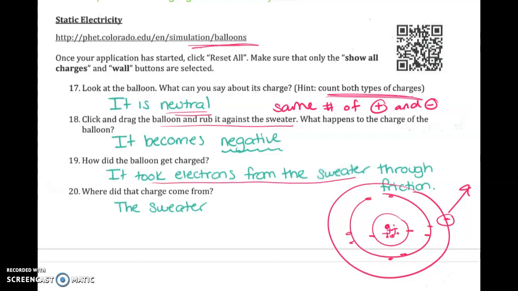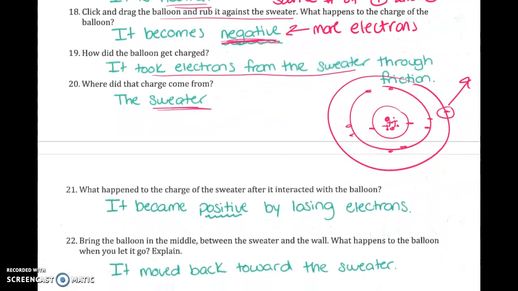The balloon itself will take electrons away from the sweater. That means the balloon is becoming negative because now it has more electrons. If it has more electrons that are negative, that makes the overall charge of the balloon negative. Okay. Where did it come from? The electrons came from the sweater, so that's where it's getting its charge from.